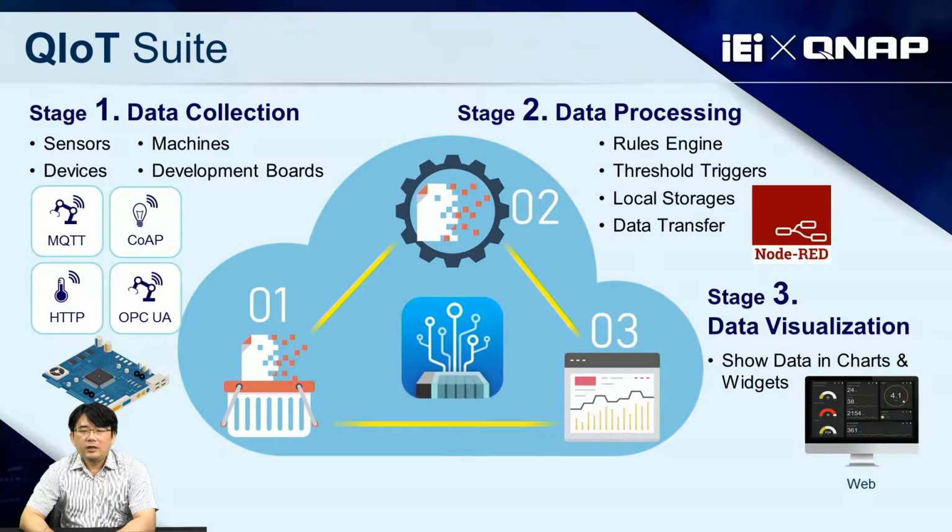We can quickly establish the information system through these three steps. First step will be data collection, from sensors, machines, devices, the development board. Stage 2 will be the data processing. We will use the rule engine, the threshold, the trigger, local storage, the data transfer. Stage 3 will be the data visualization. We will show the detailed data in chart and widget.